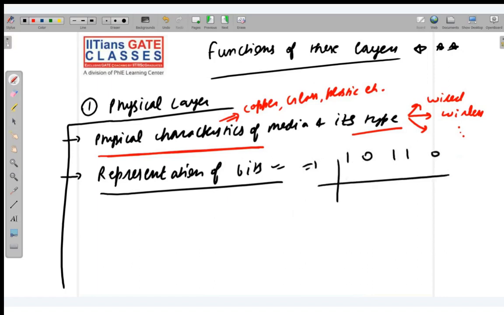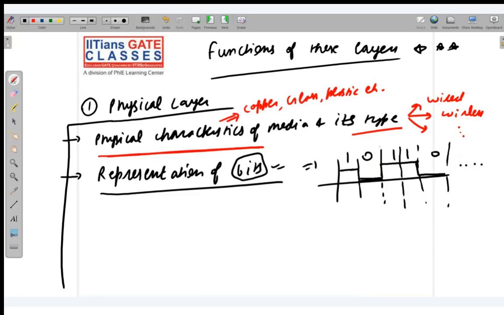You will say one means some logic one, one means some current is flowing on the wire, and zero means no current is flowing. You can imagine one means current is flowing, zero means current is not flowing, and so on. How the bits look on the media is the basic meaning of representation of bits. I hope you have got the point.